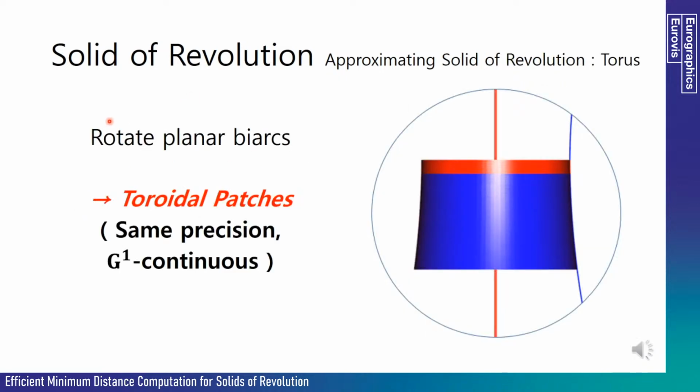We can use bi-arcs to approximate the solids of revolution. When we rotate them around the z-axis, we get toroidal patches. These patches approximate the solids of revolution with the same precision as the bi-arcs. Also, they are G1 continuous as well. This property plays an important role in computing the minimum distance. I will get back to this issue when we discuss the minimum distance computation for toroidal patches.